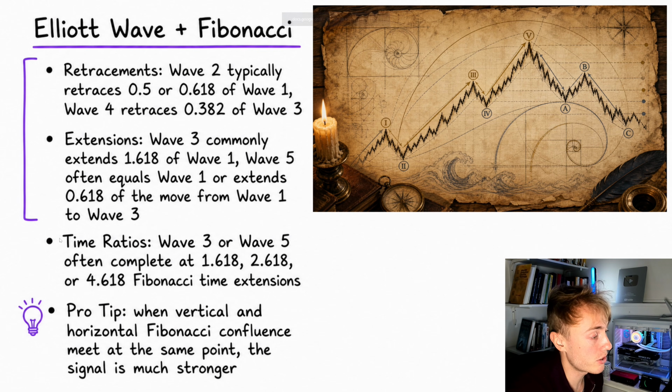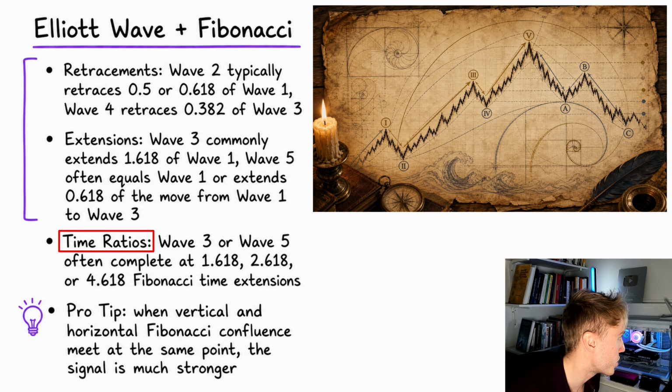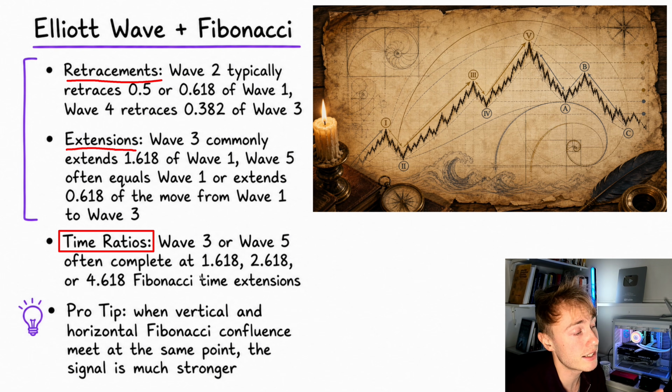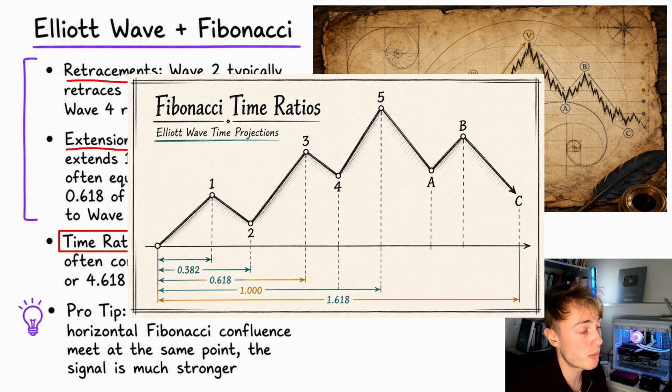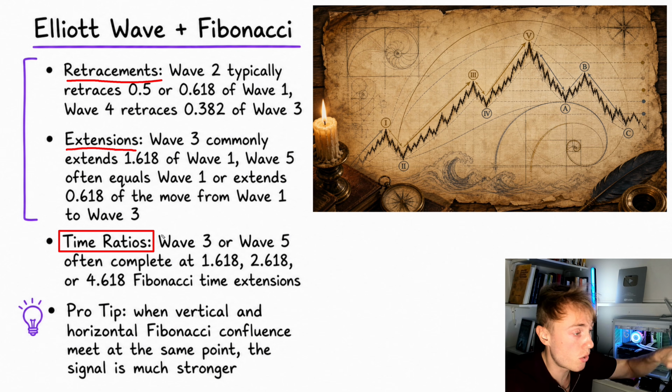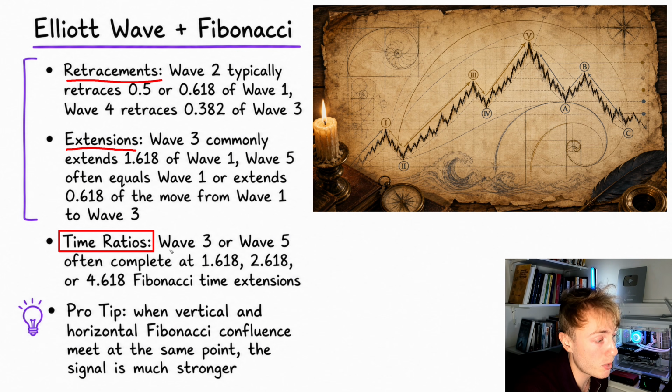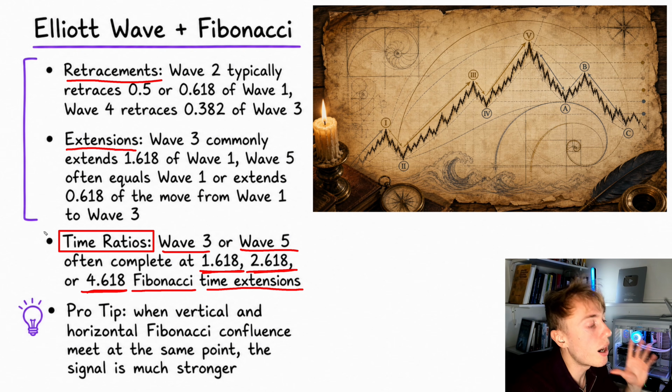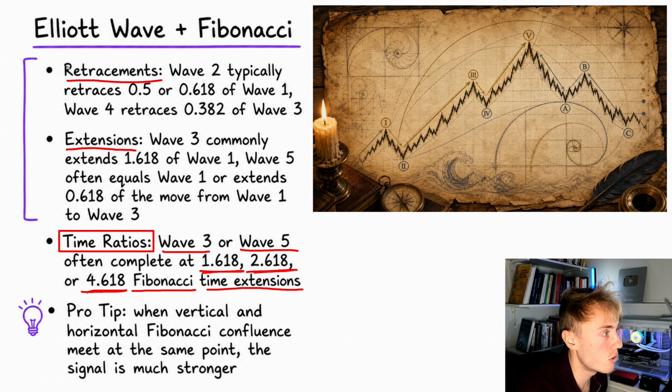So here, let's jump back to the slides. This is when we talk about time ratios. But I want to emphasize, as I said earlier in the course, that I think it's much more important to learn about extensions and retracements than time ratios. Time ratios is basically when we measure in the other direction, so we measure horizontally. And here you have some rules. For example, wave 3 or wave 5 often complete at 1.618 or 2.618 or even 4.618 Fibonacci time extensions. But once again, I would not focus on this until you learn and master retracements and extensions.